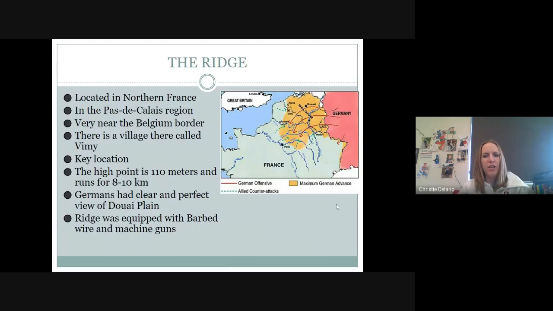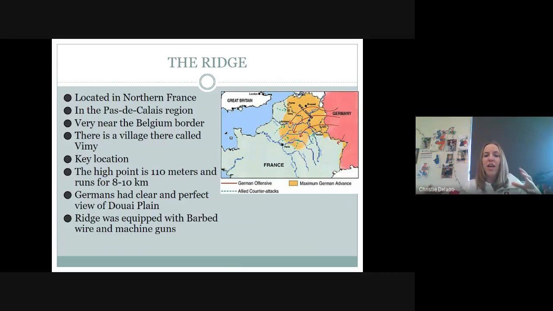But it's important to contextualize where Vimy Ridge is. Okay, so here is France. This is Belgium, and here is Germany. Vimy Ridge is right here where my cursor is, and it is a very strategic position in northern France, in that it borders Belgium, which Germany invaded, as you know from last day, in order to attack the French. And this little town here is called Vimy. The ridge itself is about 110 meters high and about 8 to 10 kilometers in length.